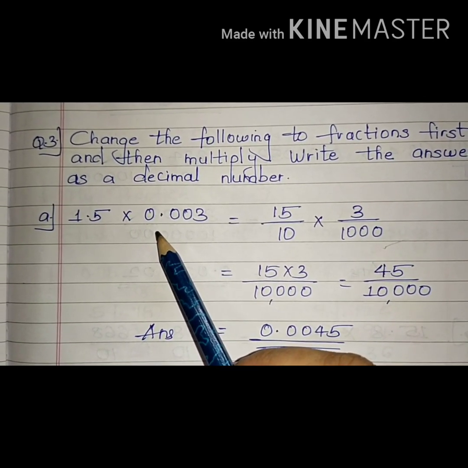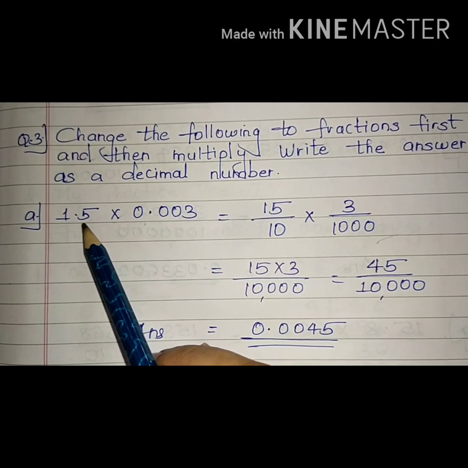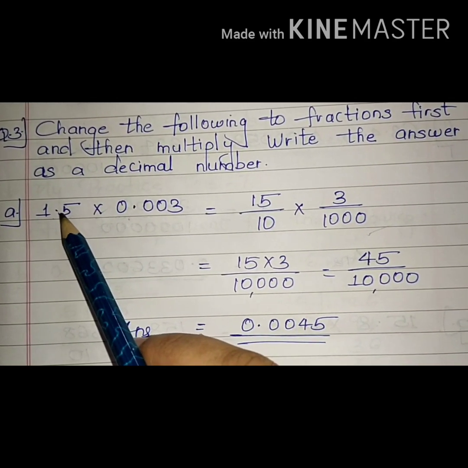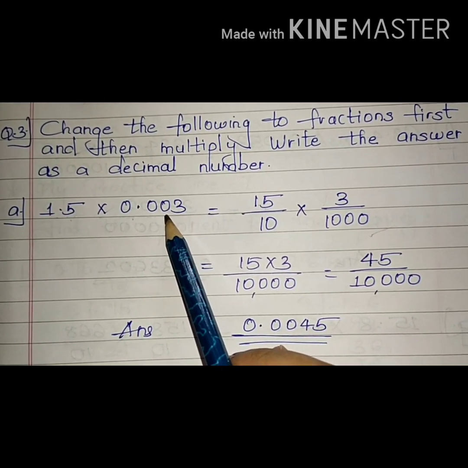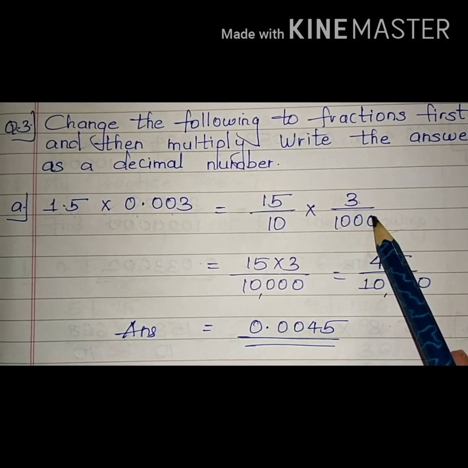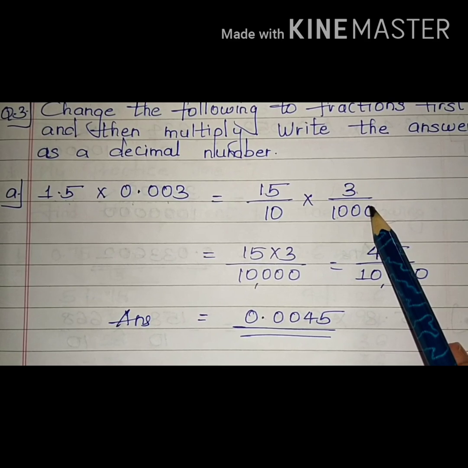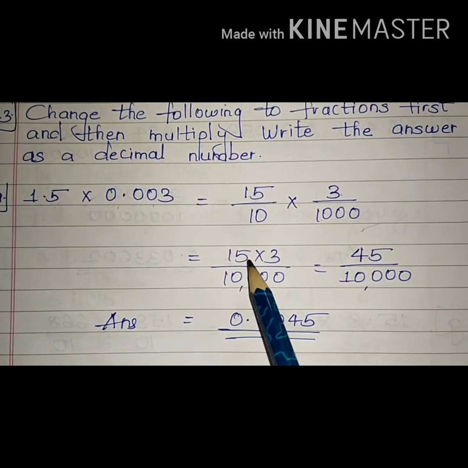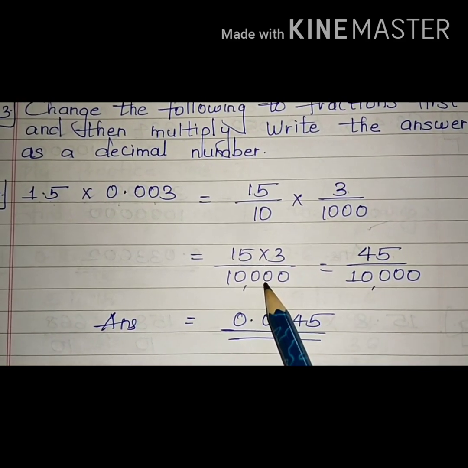Now let us see multiplication by method 2. In method 2, I will write the decimals first as fractions. As we know, 1.5 is written as 15 upon 10, because I had one decimal place, so I write 10. Here it was 0.003, so I write it in fraction form as 3 upon 1000. Now multiply the numerators. This becomes the numerator of the product. Now I bring together the numerators and the denominators. The numerators 15 into 3 give me 45, and the denominators together give me 10,000.